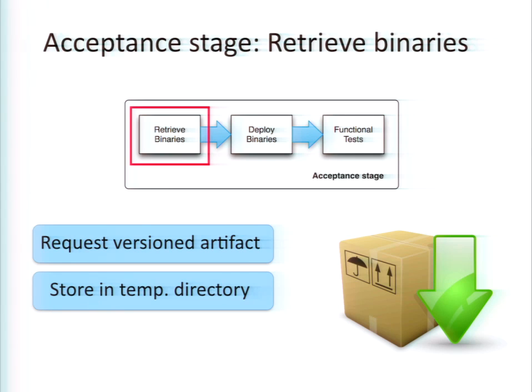Okay, so now the next stage, our acceptance stage, where we want to run our functional tests. And as I said, we don't want to build our binary again. We already have it in Artifactory. So what we want to do now is pull the binary in, deploy it into our test environment, and then kick off our functional tests. That's the goal for our simple acceptance stage.